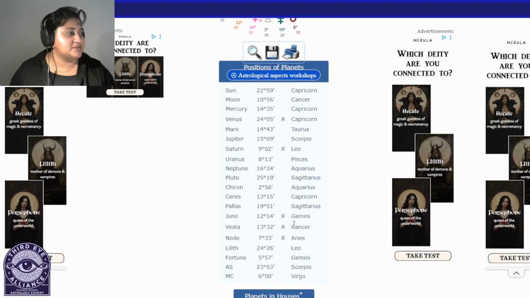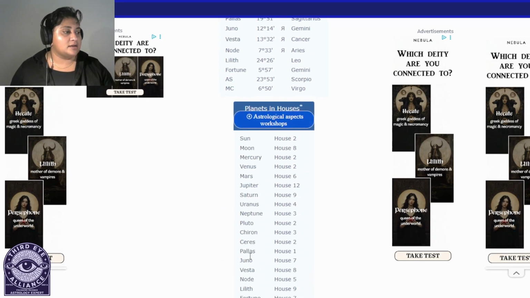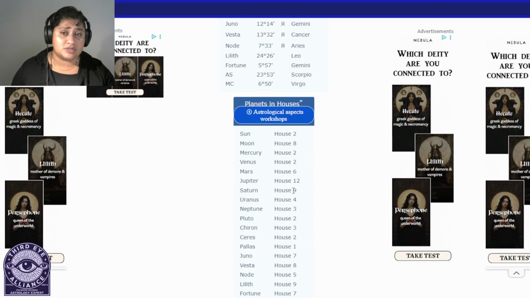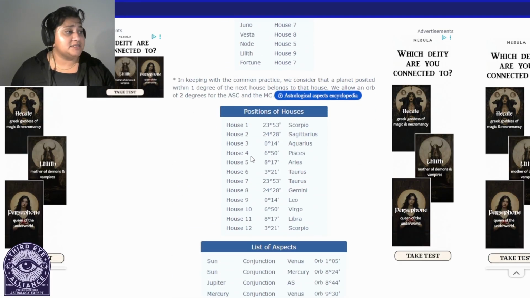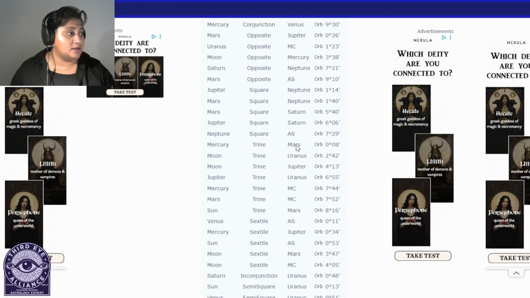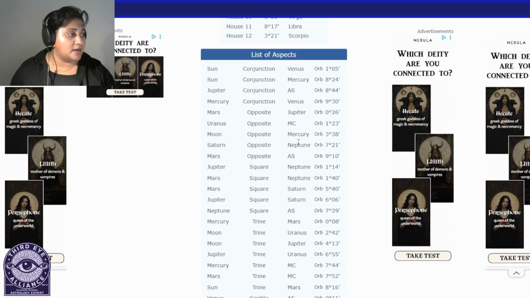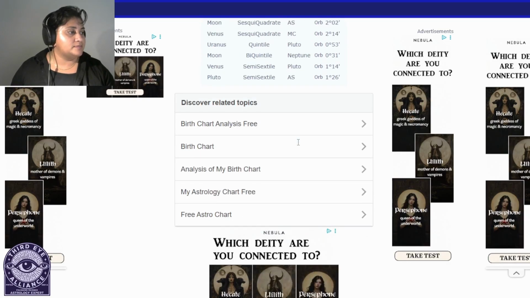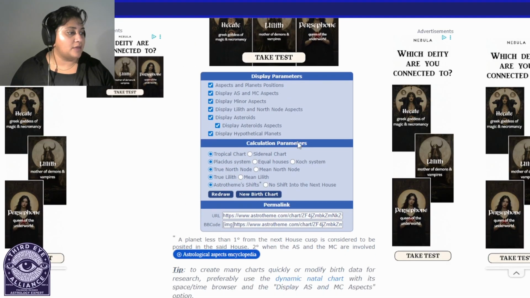Then we have positions of the planets, right? We have a whole table here: planets in the houses, which houses they're in, position of the houses. This is if you're using Placidus instead of equal house system. I use equal house system, but Placidus has its merit for sure. And then the list of aspects. Okay, so not bad, not bad at all. And then we're back.